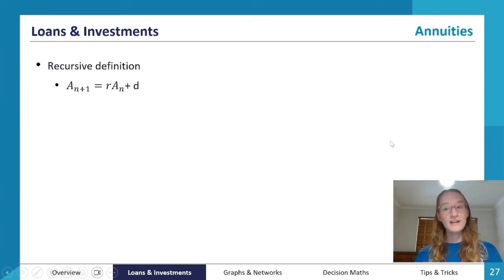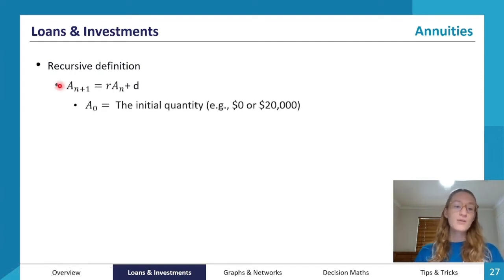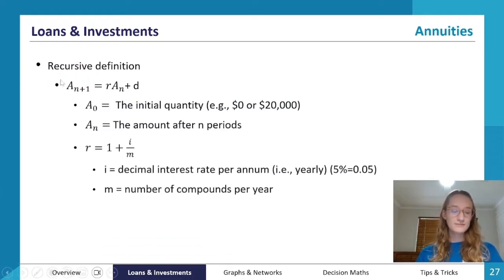We can also calculate annuities using recursion. You can see our formula here. Again, it makes sense. Let me just pull up our other variables.